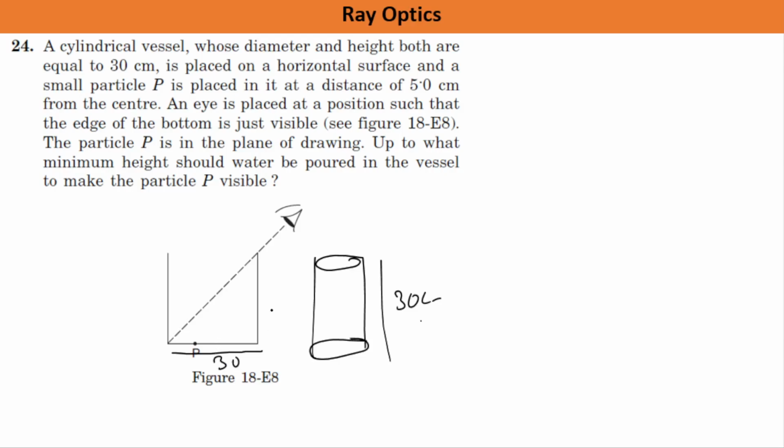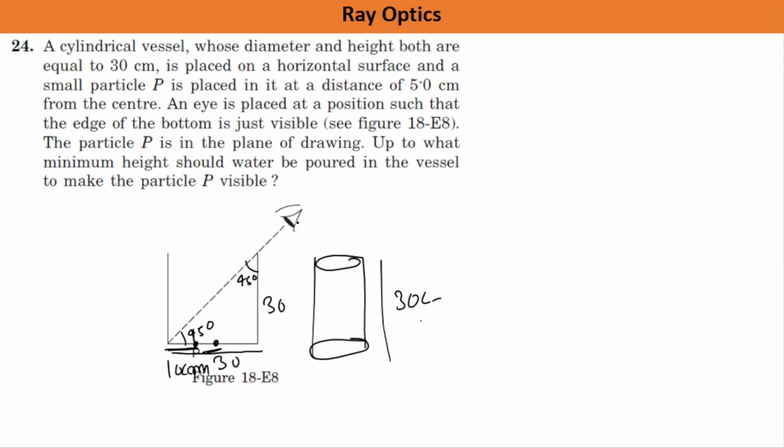So if this is 30 and this is 30, then you can clearly say this will be 45 degree and this also 45 degree. Then there is a particle P kept at the bottom surface here, and this is at a distance of 5 centimeter from the center of this bottom circular surface. Okay, so this is 5, so this will become how much? This will become 10 centimeter.